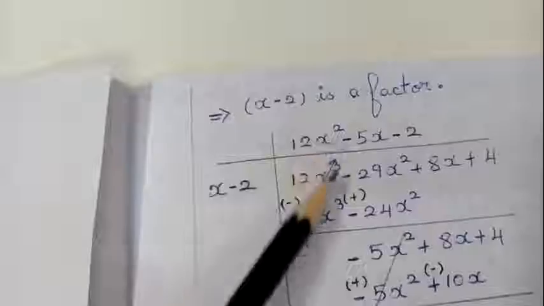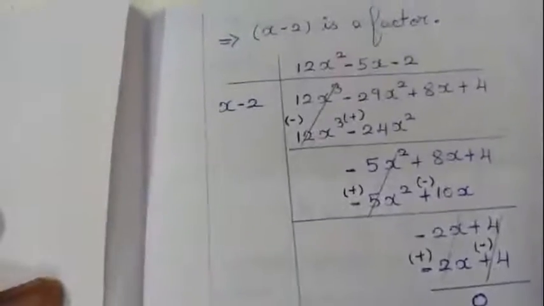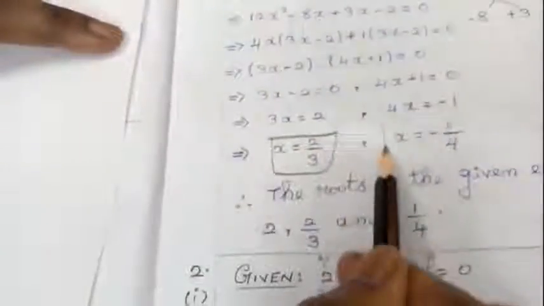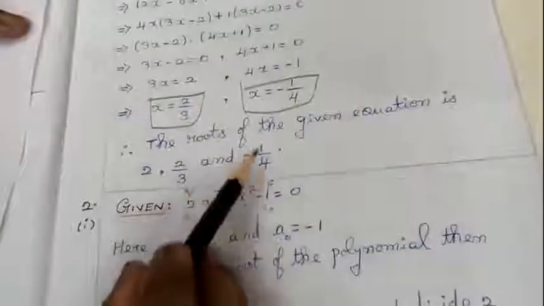I am writing here, finding out using the division method. So what is the value I am getting here? 12x square minus 5x minus 2. I am taking that particular quadratic equation and using product and sum, I am finding the value, students. What is the answer I am getting at the last? x is equal to 2 by 3 and x is equal to minus 1 by 4. Therefore, the roots of the given equation are 2, 2 by 3 and minus 1 by 4.